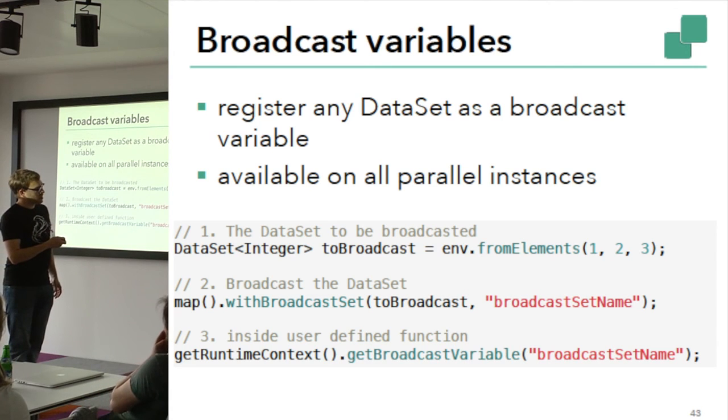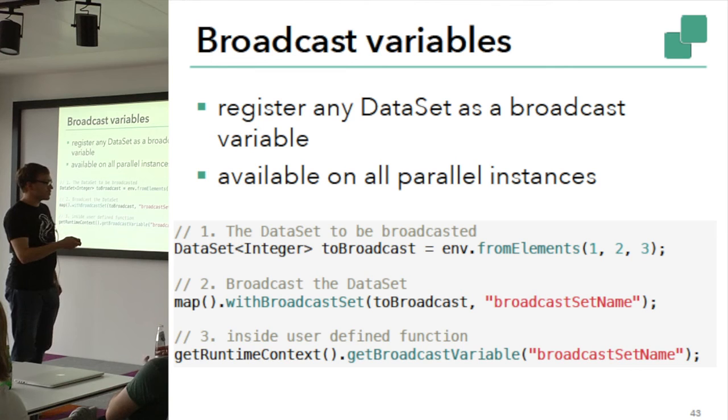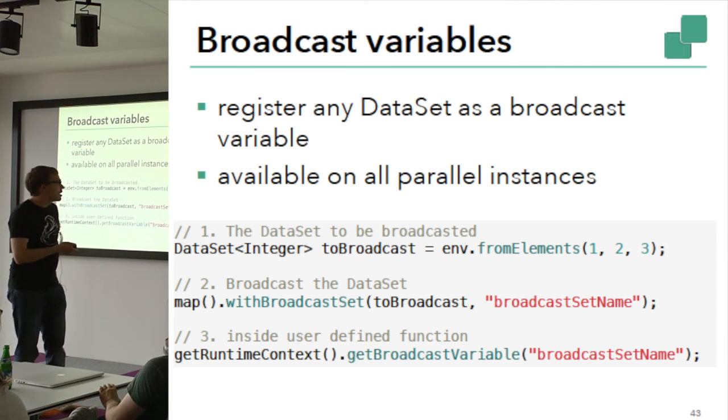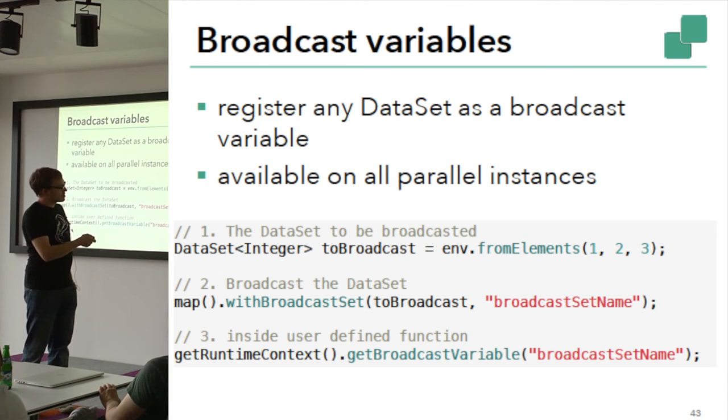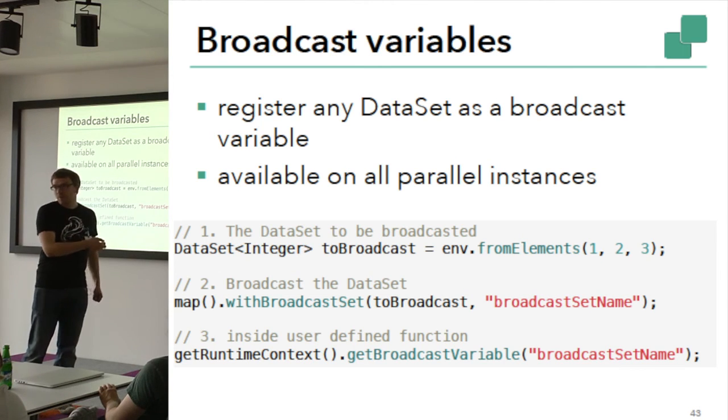We can create a data set here. Here it's just a data set of integers, which we create by calling this fromElements call. So this will create a data set of integers with 3 integers, 1, 2, and 3. And then we can take any regular map call here, and we say withBroadcastSet, give a reference to the data set that we want to broadcast, and then we give it some name here.